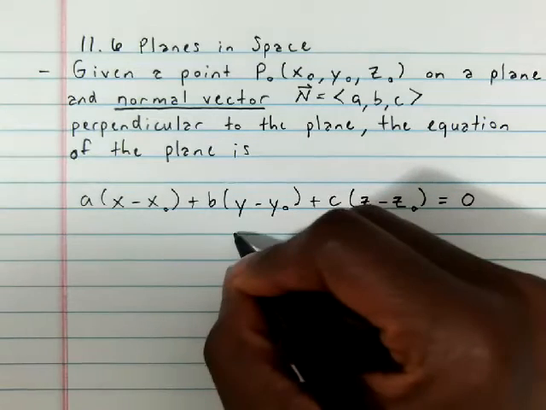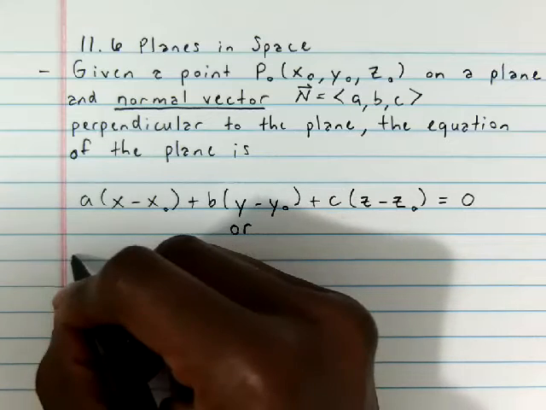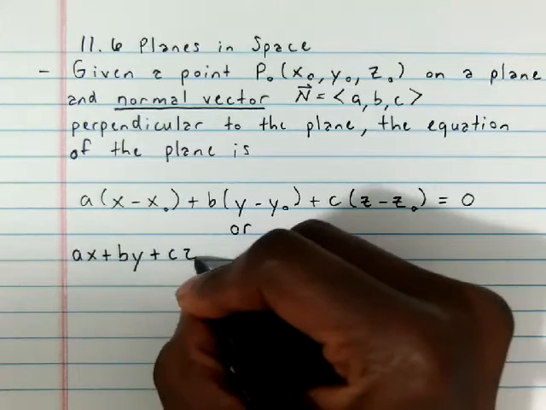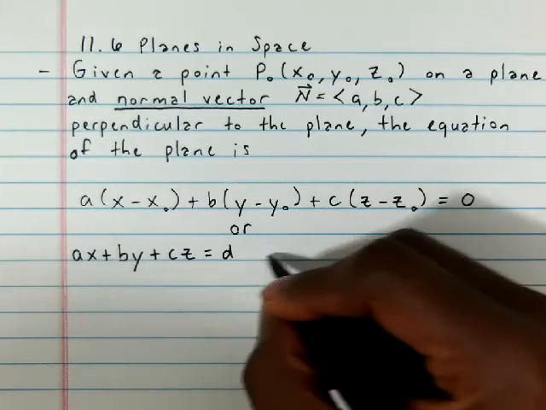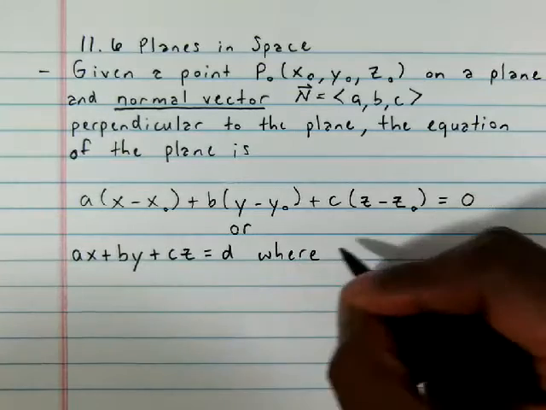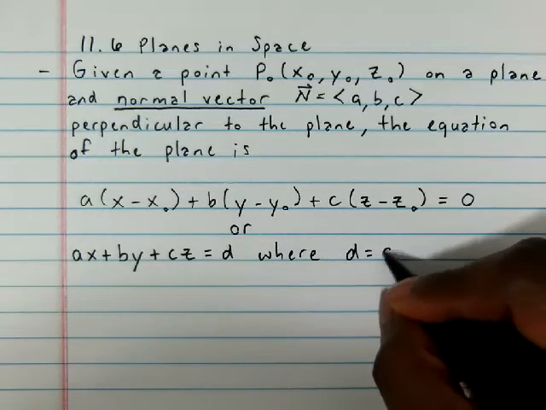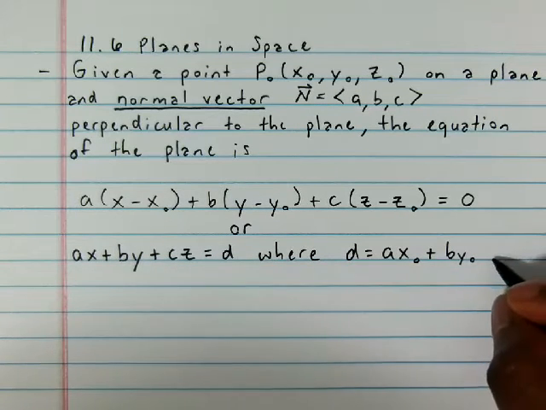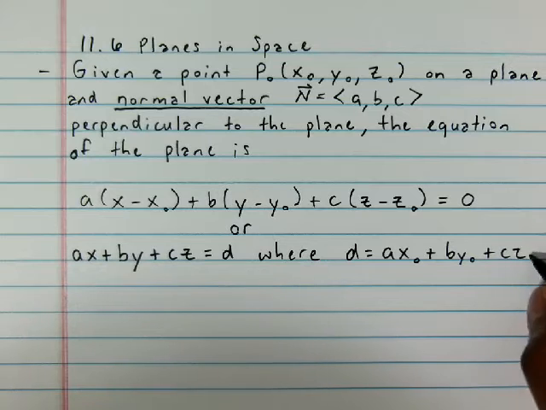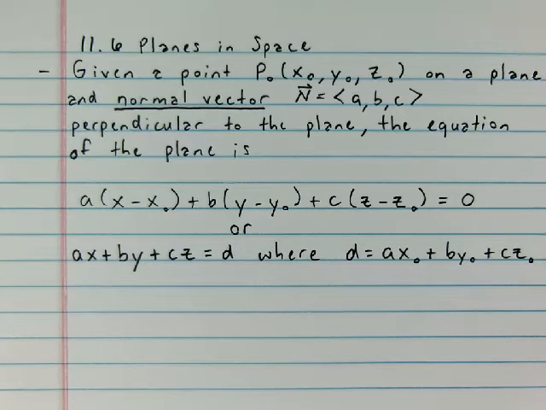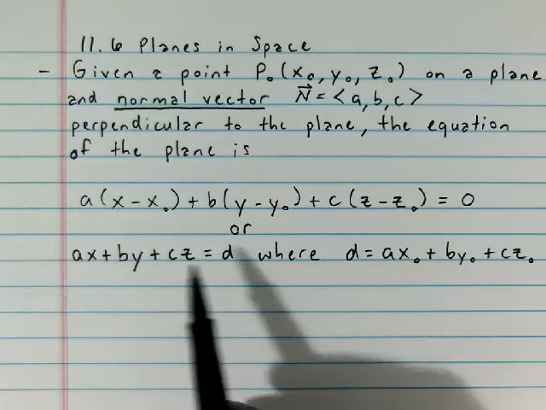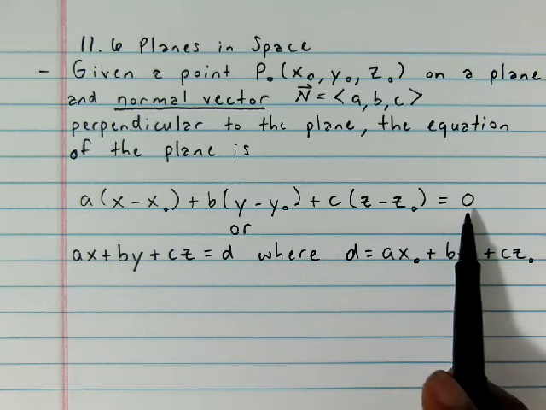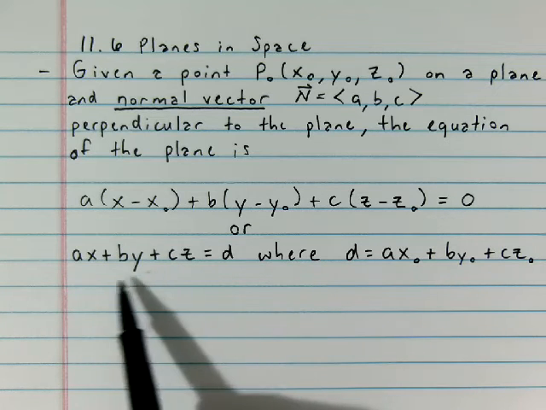Or you can also write it as ax plus by plus cz equals d, where d equals ax naught plus by naught plus cz naught. So in practice, when we are coming up with the equation of a plane, normally we stop and we leave it like that. But when you're given an equation of a plane, normally it's given this way.